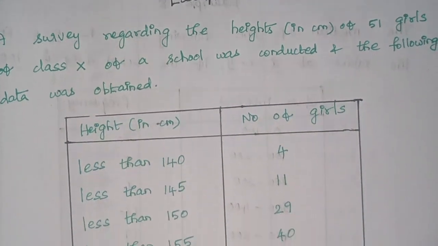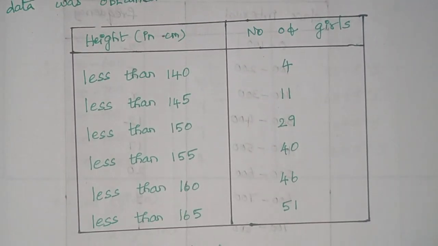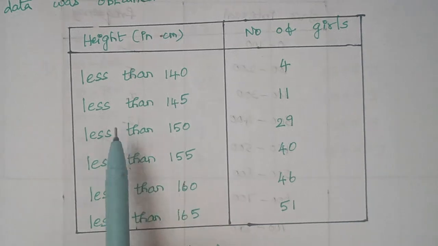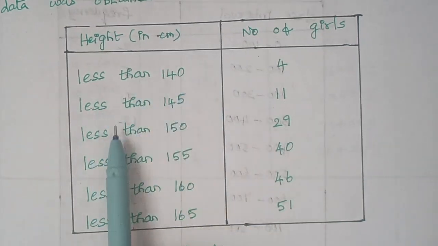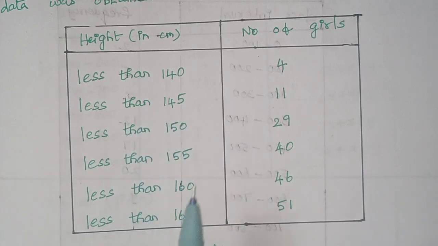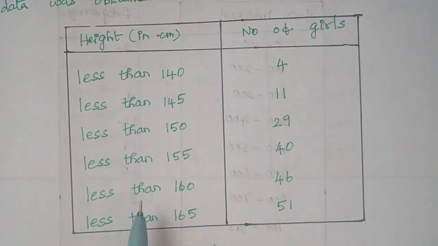So here this is the tabulation which is given in the problem, and when you look at the tabulation, you see here no proper interval is given. They had simply given less than 140, less than 145, but actually we need perfect intervals, that is 140 to 150, 150 to 160, 160 to 170, likewise. But here the intervals are not given properly.